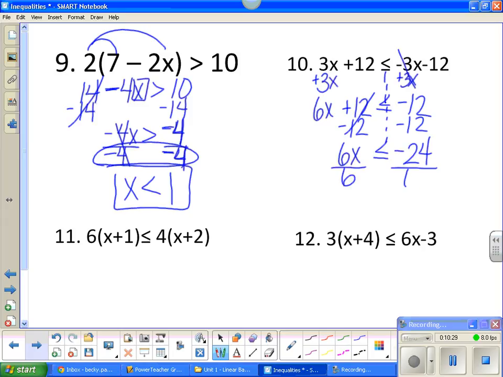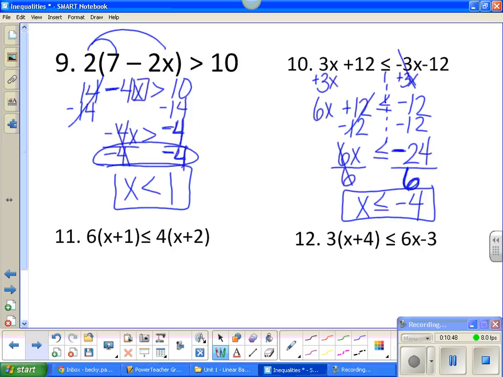Divide by a positive 6, so do I flip? Absolutely not, because I'm not dividing by a negative. I don't care what I'm dividing into. I care what I'm dividing by. And I'm dividing by positive. I do not flip. And that gives me a negative 4. My x is on the left-hand side, so all is good.